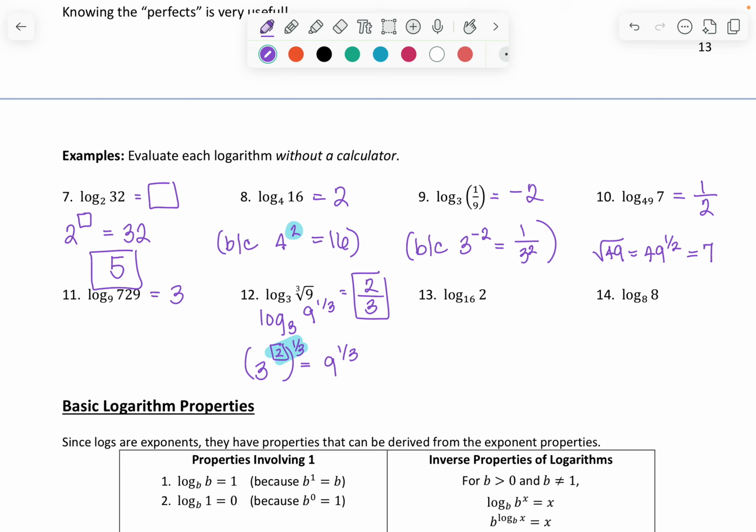Number 13, I need the base to be 16, and I need the answer to be 2. Now, the fact that this number is getting smaller is a big clue that I need to think in terms of a radical. Now, what I do know is that 2 to the 4th is 16, so that means that 16 to the 1/4 is how we get 2. So that is why the answer there is 1/4. And then number 14 is asking 8 to what power equals 8? And that has to be 1. 8 to the first power equals 8.